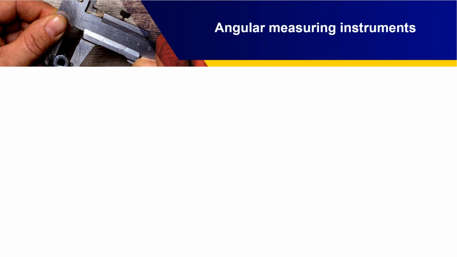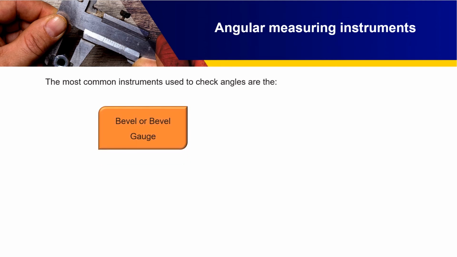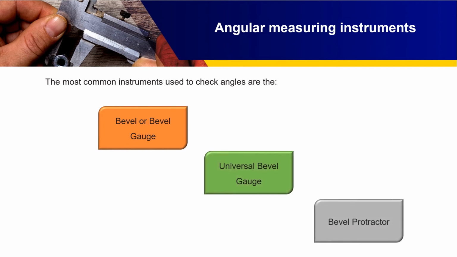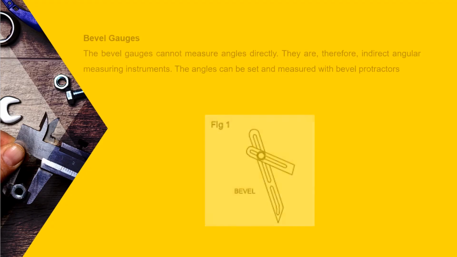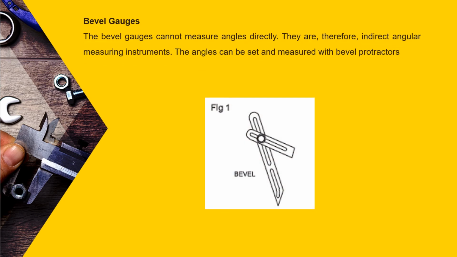Angular measuring instruments. The most common instruments used to check angles are the bevel or bevel gauge, universal bevel gauge, and bevel protractor. Bevel gauges. The bevel gauges cannot measure angles directly. They are, therefore, indirect angular measuring instruments. The angles can be set and measured with bevel protractors.